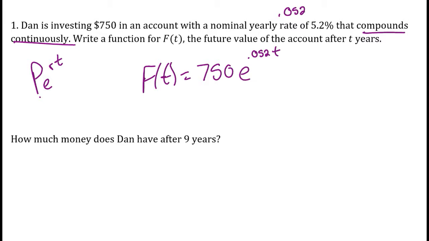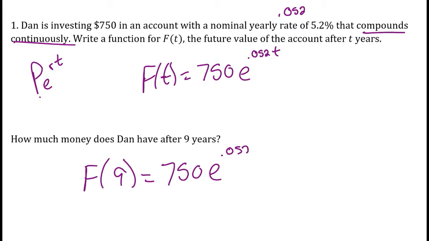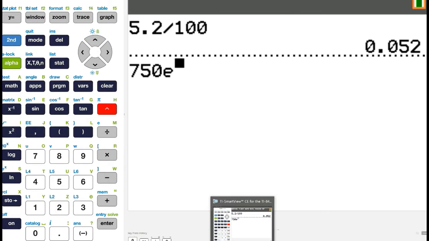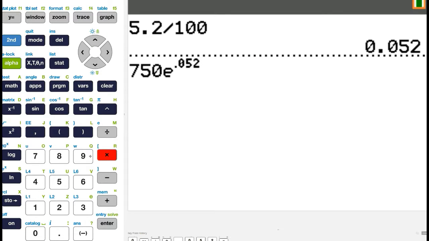So how much money does Dan have after 9 years? Well, what do I do with 9? Plug it in. f of 9 is 750 e to the 0.052 times 9. So if I go to my calculator, 750, e's in two places. I like using the one above the division. e raised to the 0.052 times 9.